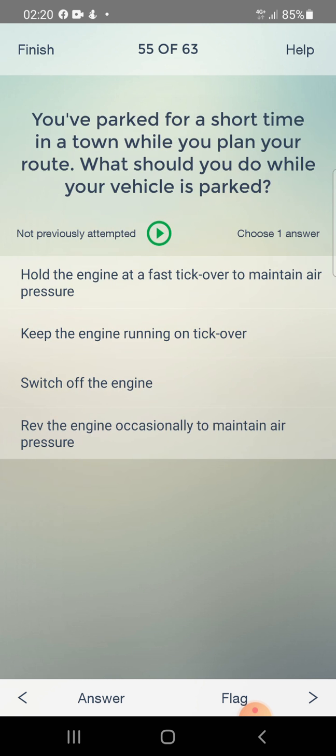Yes. You have parked for a short time in a town while you plan your route. What should you do while your vehicle is parked? Hold the engine at a fast tick over to maintain air pressure. Keep the engine running on tick over. Switch off the engine. I think third, switch off the engine.